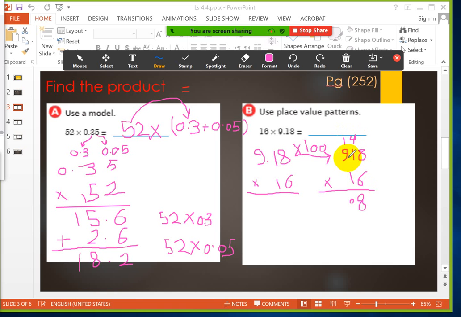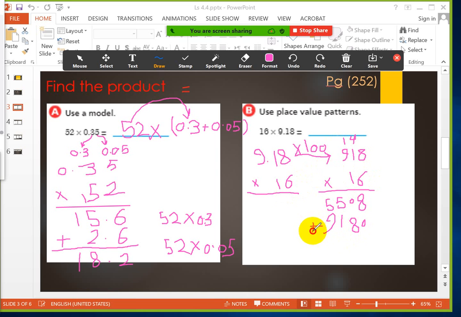6 multiply 9 equals 54 plus 1 equals 55. So I will write it here. After that I have to multiply the 1. So what I have to put in the ones, the tens digit, I have to put in the ones 0. Now 1 multiply 8 equals 8. 1 multiply 1 equals 1. Okay, 1 multiply 9 equals 9.